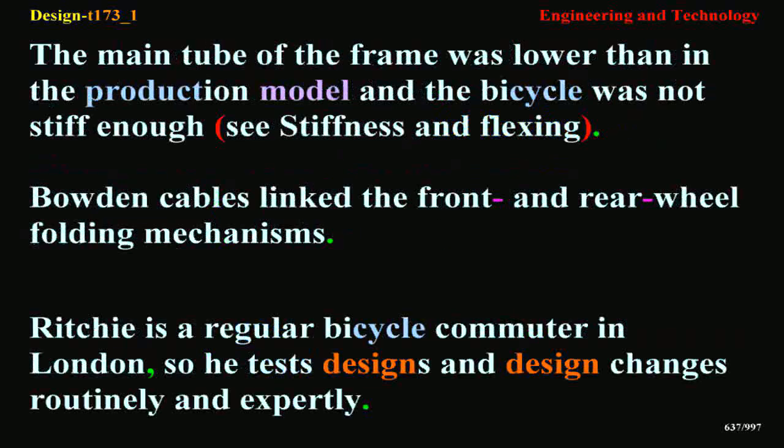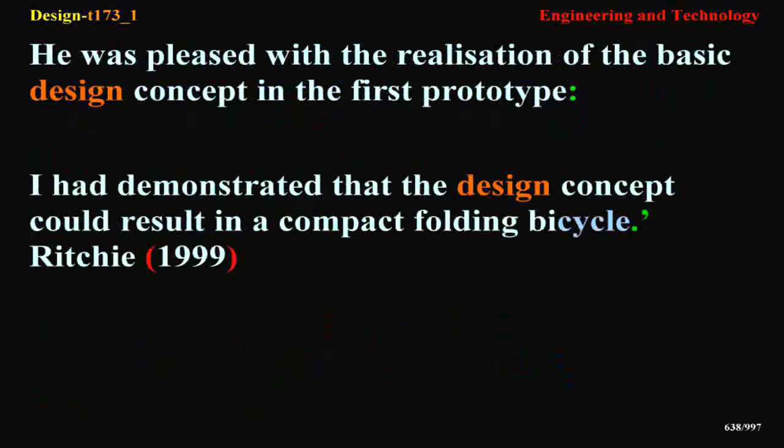The main tube of the frame was lower than in the production model and the bicycle was not stiff enough. See stiffness and flexing. Bowden cables link the front and rear wheel folding mechanisms. Ritchie is a regular bicycle commuter in London, so he tests designs and design changes routinely and expertly. He was pleased with the realization of the basic design concept in the first prototype.